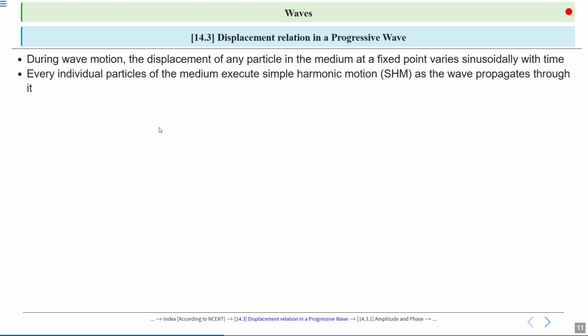So every individual particle of the medium executes simple harmonic motion, or SHM, as the wave propagates through it. Simple harmonic motion is a type of repetitive back and forth movement, like a mass on a spring or a pendulum swinging. Each particle does not travel with the wave, but instead oscillates around its own position.